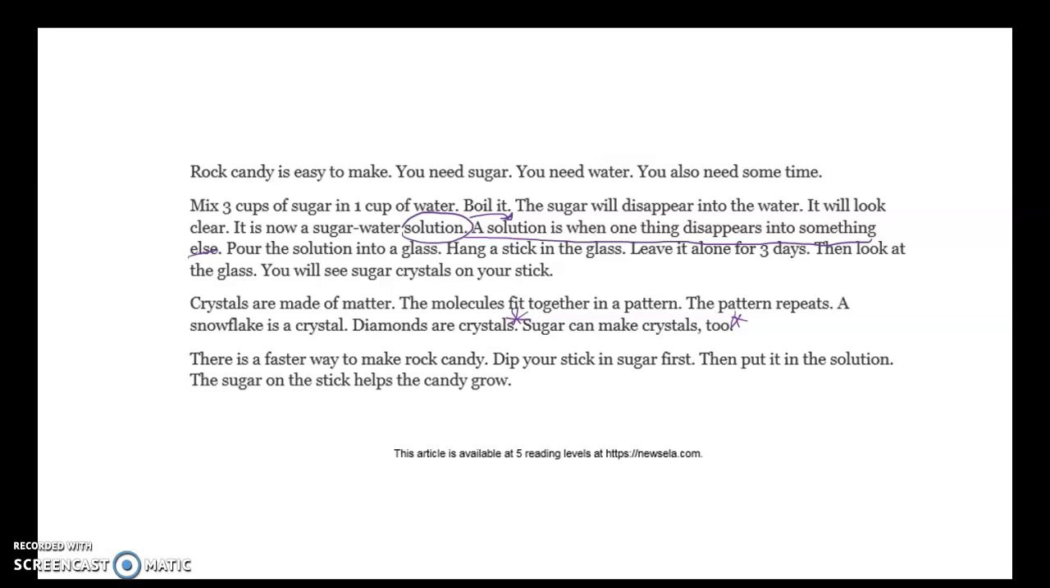There is a faster way to make rock candy. Dip your stick in sugar first, then put it in the solution. Ooh, I'm surprised by that. I just got something cool. I can make it faster. The sugar on the stick helps the candy grow. That's interesting.